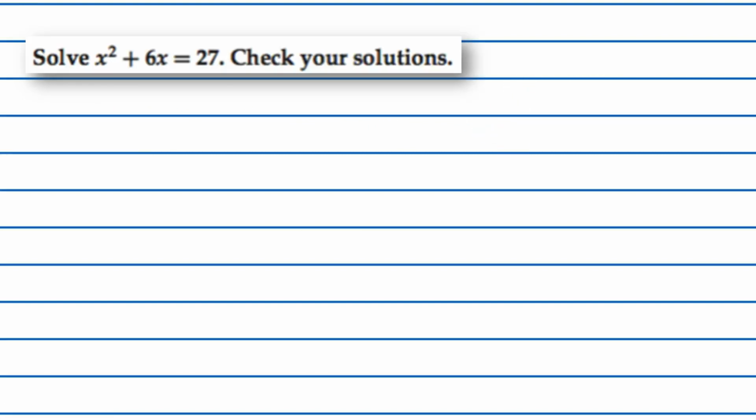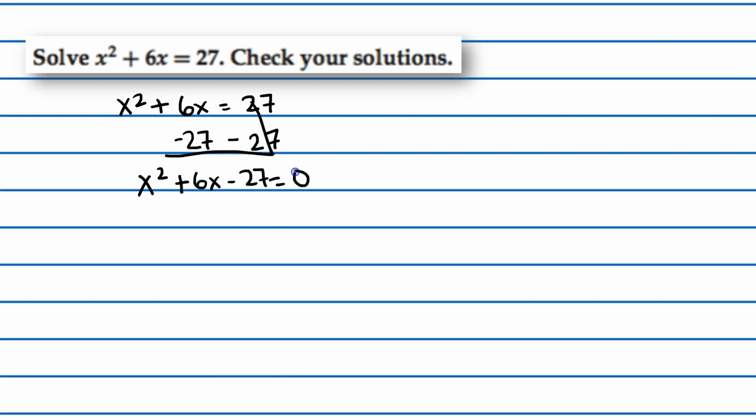Alright, so now let's go ahead and try this one, which is a little different. It says solve x squared plus 6x is equal to 27. The difference between this one and the first one is that it was already set equal to 0. So let's go ahead and make it look like the same thing. So we're going to subtract 27 from both sides. So now I have x squared plus 6x minus 27, which is now equal to 0.